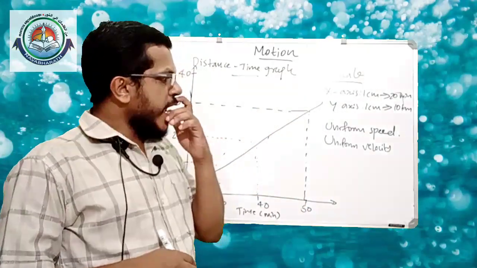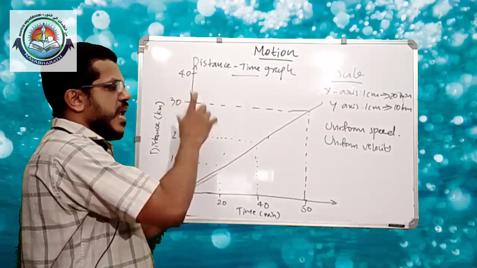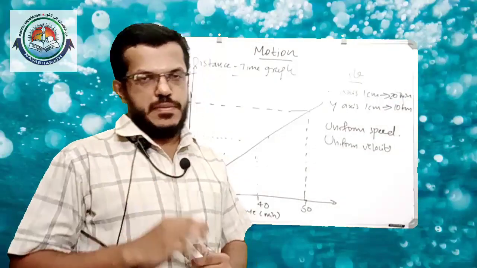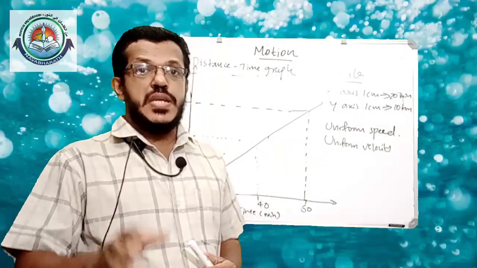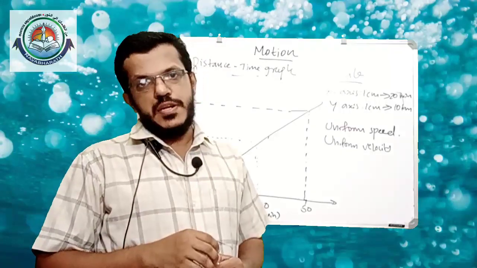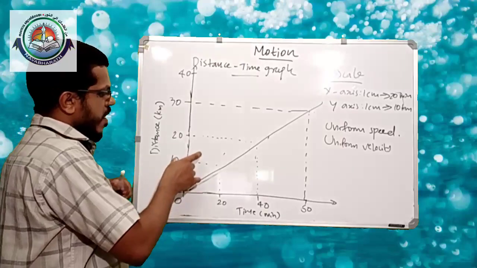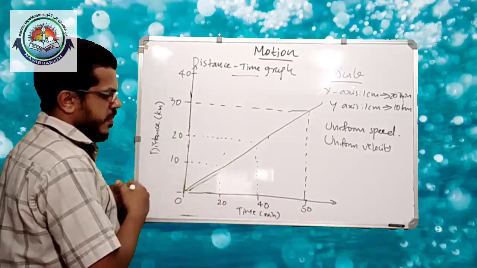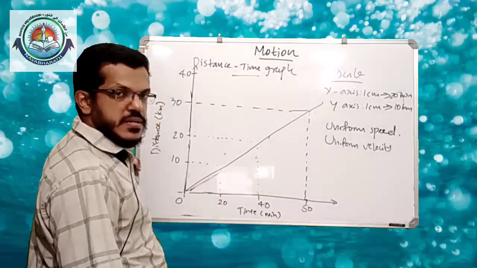Okay, then how can we find out the distance traveled by this object at a particular time interval? We already learned that using the time interval, for example between 40 minutes and 60 minutes, how much distance is traveled.